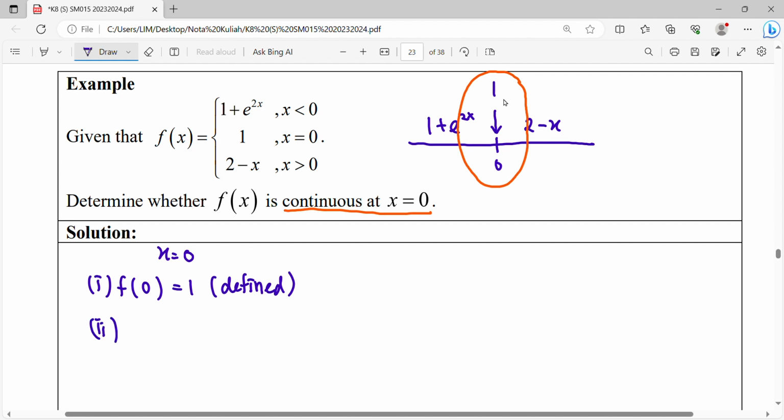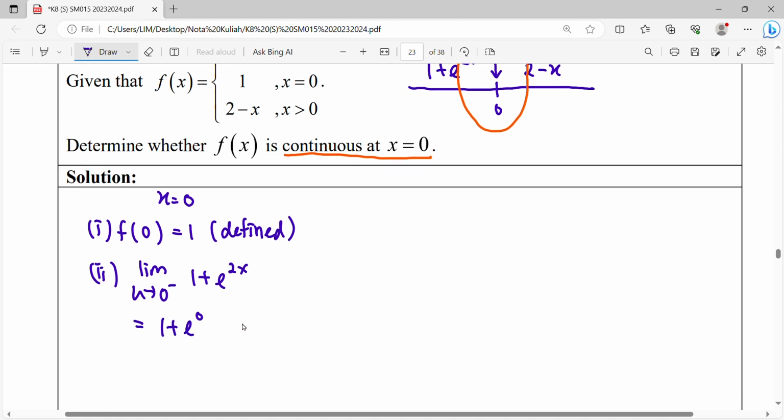Then the second condition, we have to determine whether the limits as x approaches 0 from the left hand side and right hand side are equal or not, so that we can find out whether the limit of the function as x approaches 0 exists. So for the limit as x approaches 0 from the left hand side, the function involved here is 1 plus e to the power 2x. Evaluating this limit, substitute x equals 0, it will be 1 plus e to the power 0, so it becomes the value of 2.